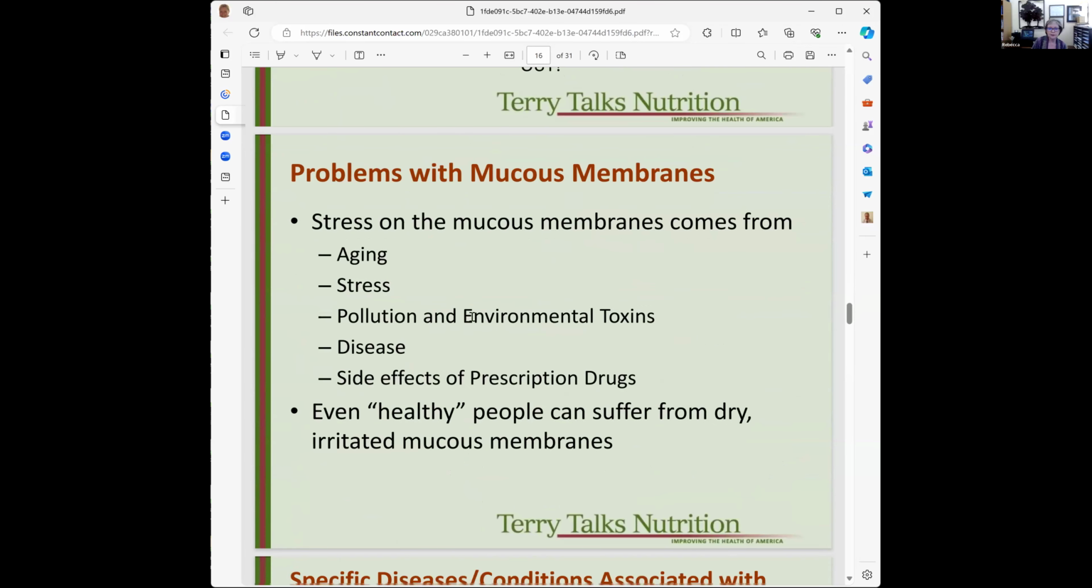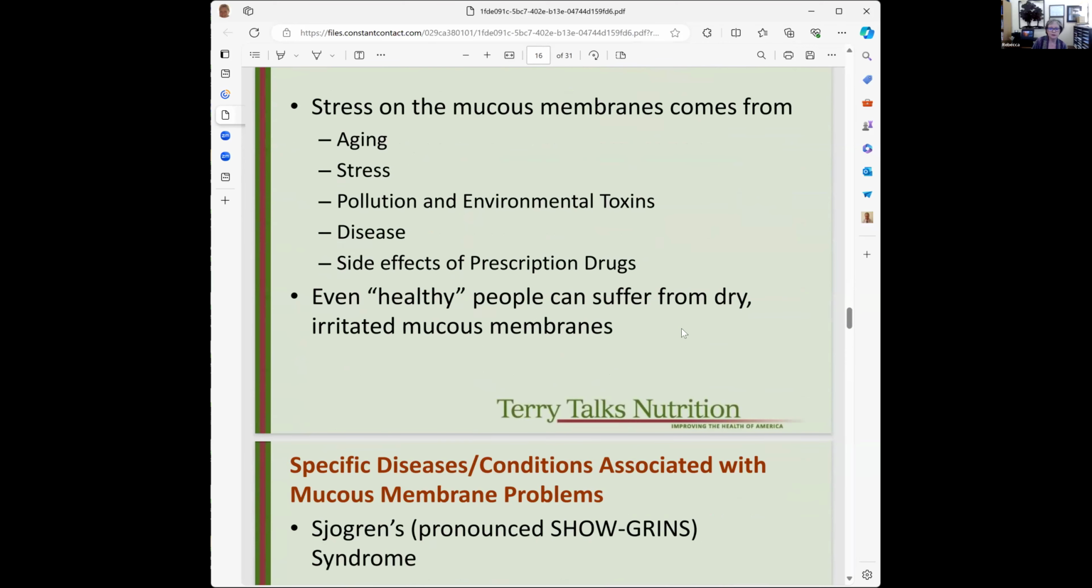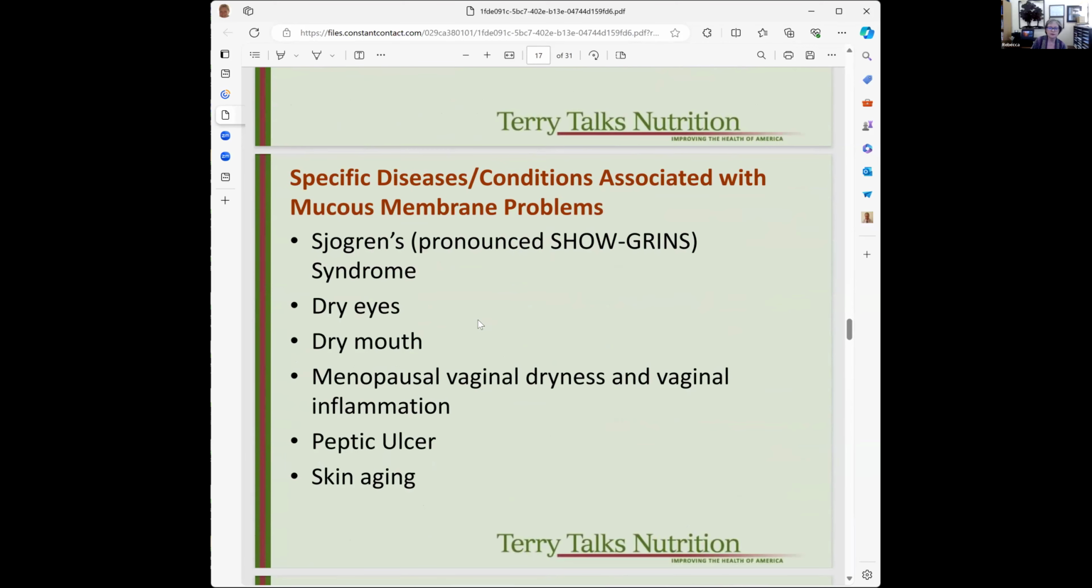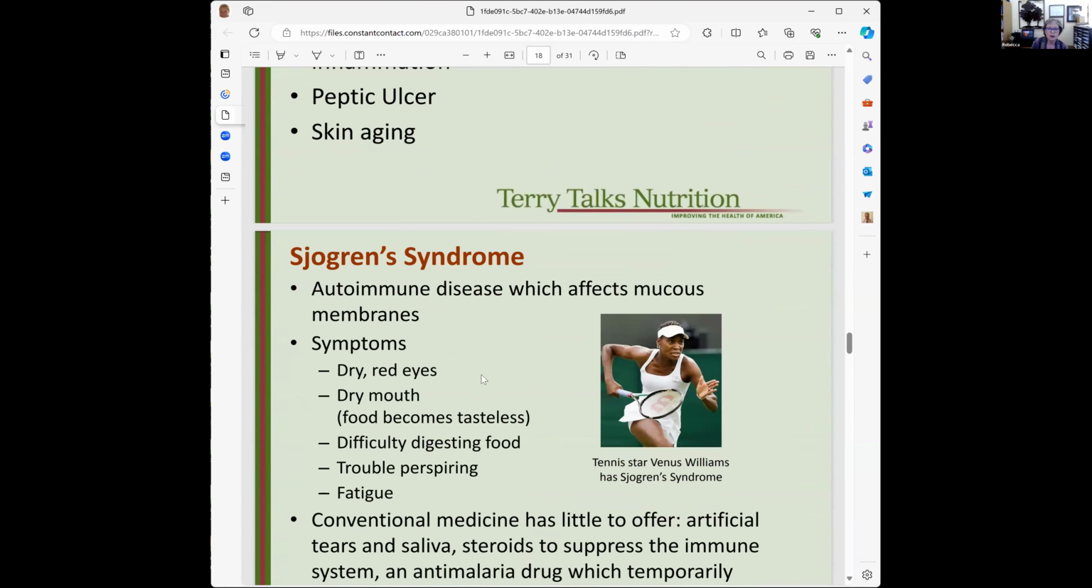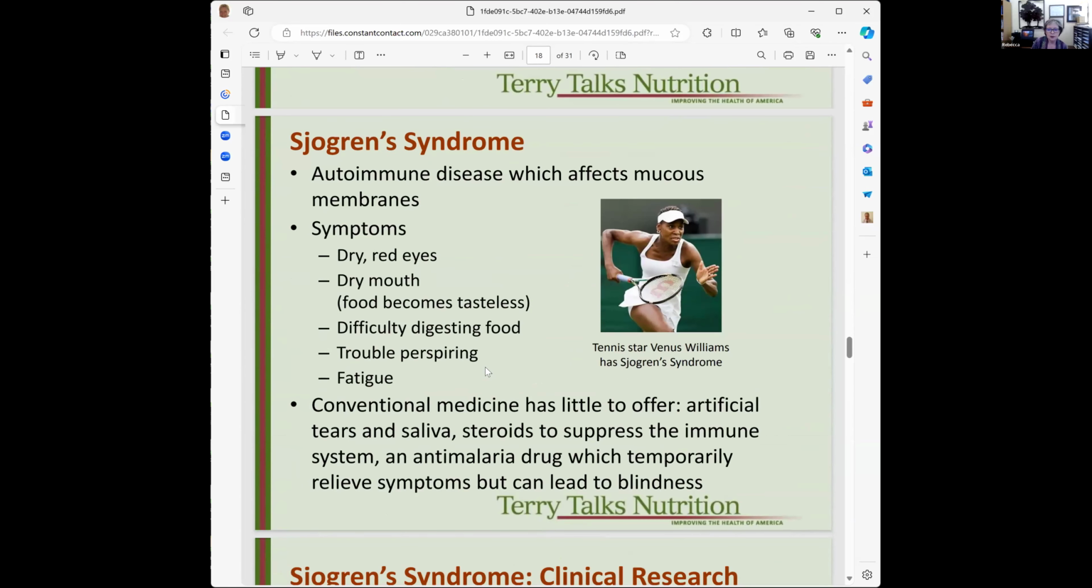Okay. Problems with mucous membranes. Even healthy people can suffer from dry, irritated mucous membranes. Specific diseases and conditions associated with mucous membranes, main problems: Sjogren's syndrome, dry eyes, dry mouth, menopausal inflammation. We talked about that. Sjogren's syndrome, we talked about that a little bit.